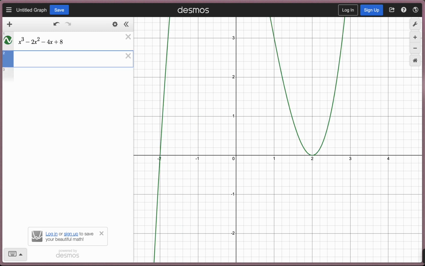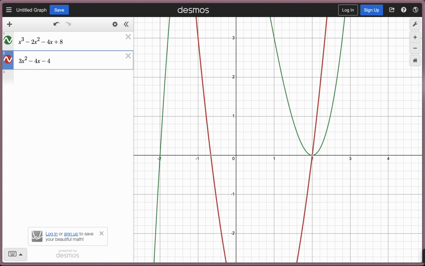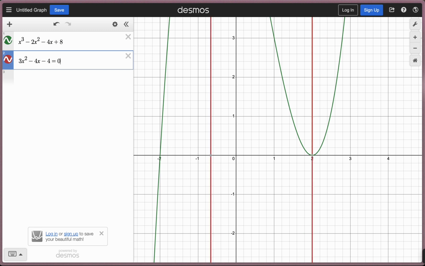Okay. We're going to take the first derivative. Okay? Simple. This is going to be light work. 3x squared minus 4x minus 4. Okay. That was really quick. Good job. Okay, now we're going to set it equal to 0.